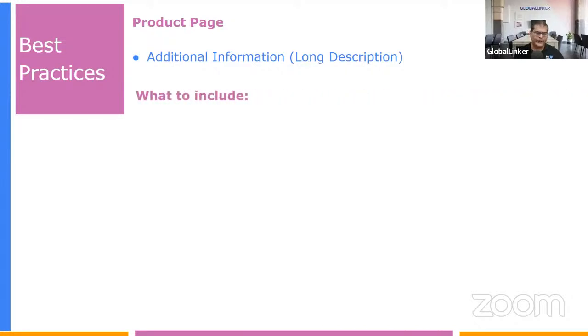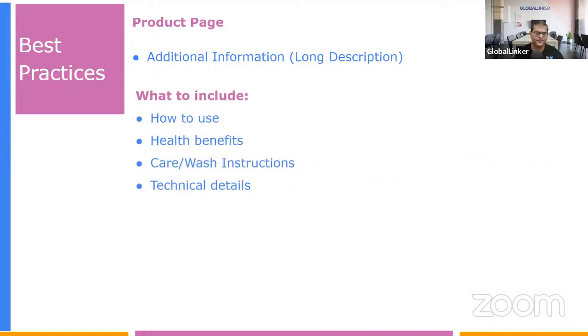So what to include in a long description of the product? Firstly, how to use that product, health benefits, care and wash instructions, technical details in case you are dealing in a technical product, and manufacturing process related information. If there is a special process that you have followed to create that product, you can highlight that. Or if there is a social cause that you're associated with and buying that product will help that cause, then definitely you can add that.